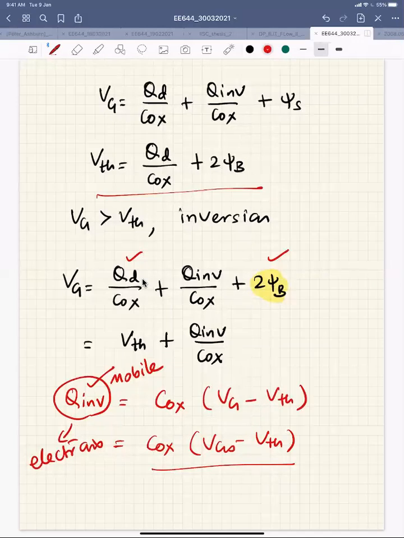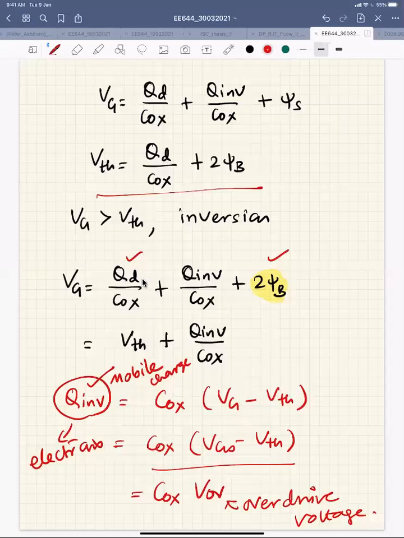So Q inversion is nothing but Cox times Vgs minus Vt, right? And this Vgs minus Vth we call the overdrive voltage, whatever we give above Vt, right? The overdrive voltage of the transistor. Okay, so this is the inversion charge.